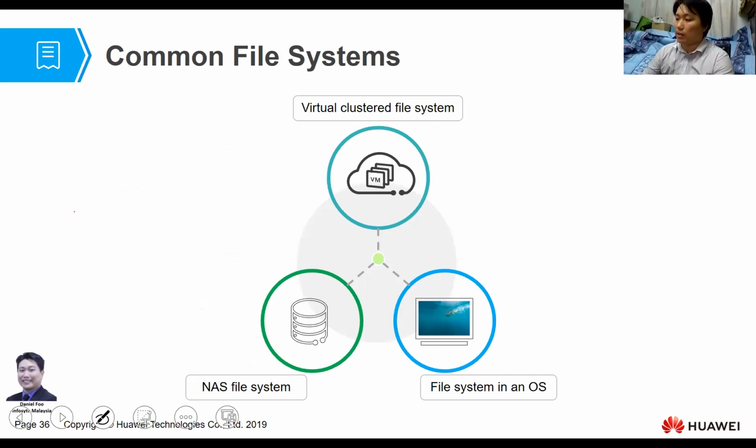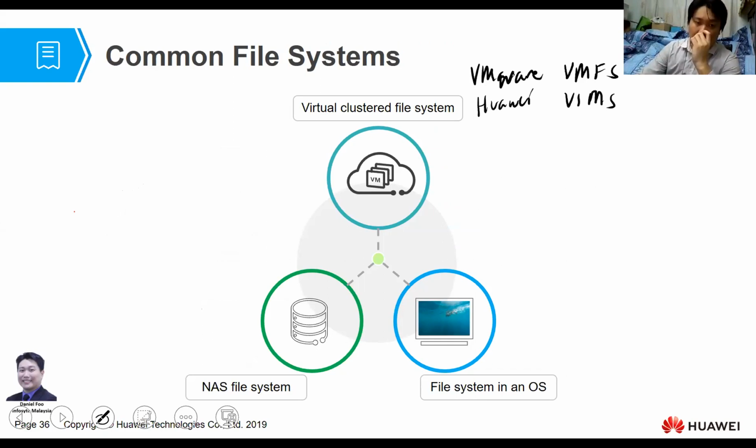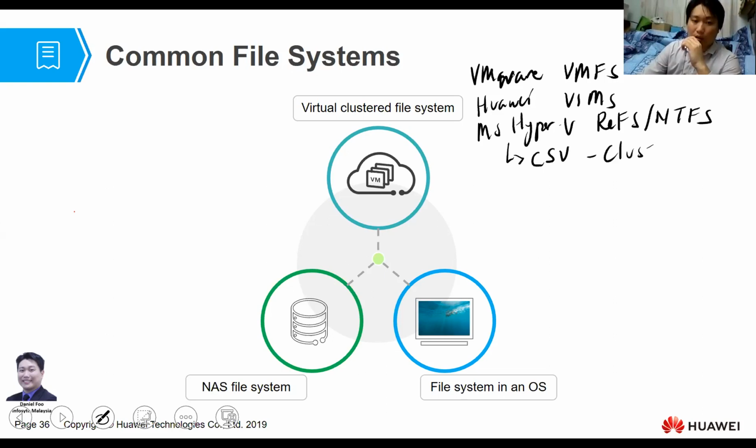So common types of file system. So you will see here the virtual cluster file system, referring to VMware, VMFS. Then you have Huawei, they are using what is called VIMS. Then you have Microsoft Hyper-V using ReFS or even NTFS. Okay. So sometimes they also utilize another thing called CSV. This is the cluster storage volume. Okay, cluster storage volume.